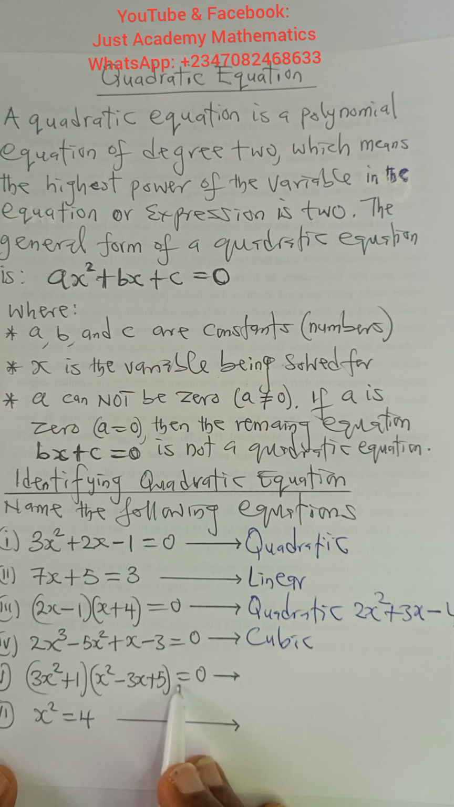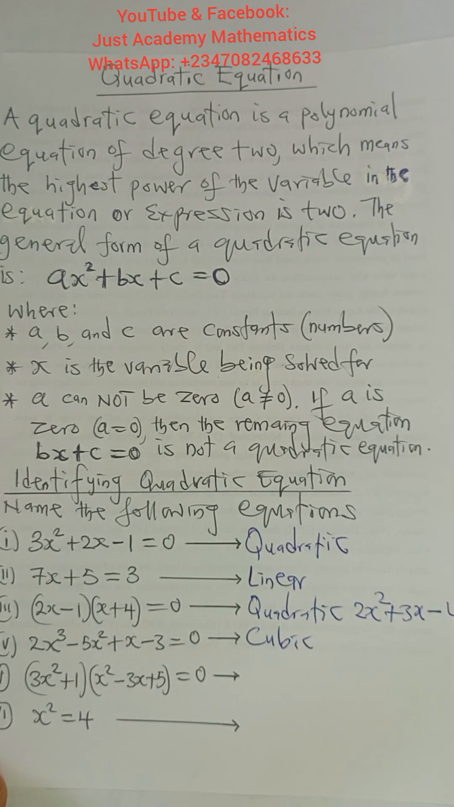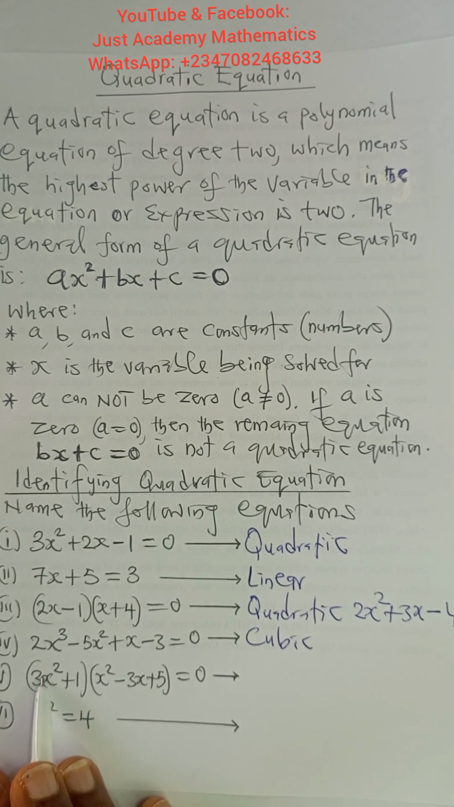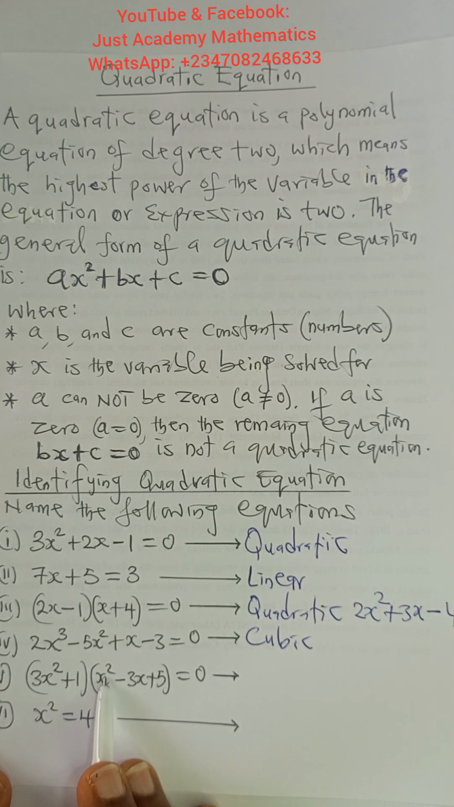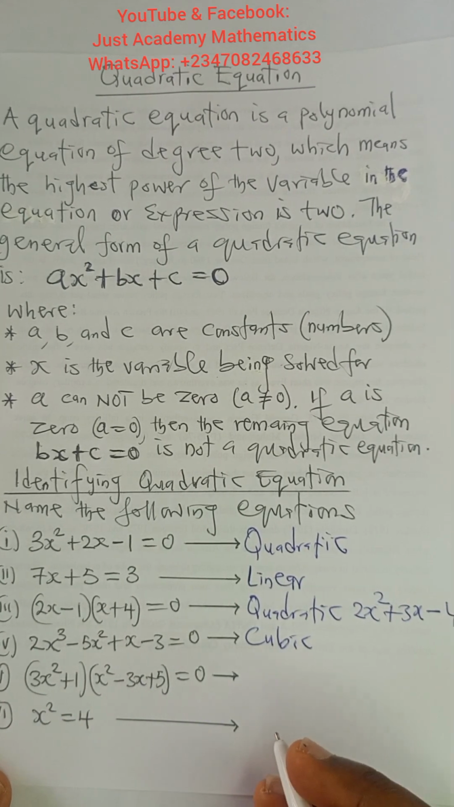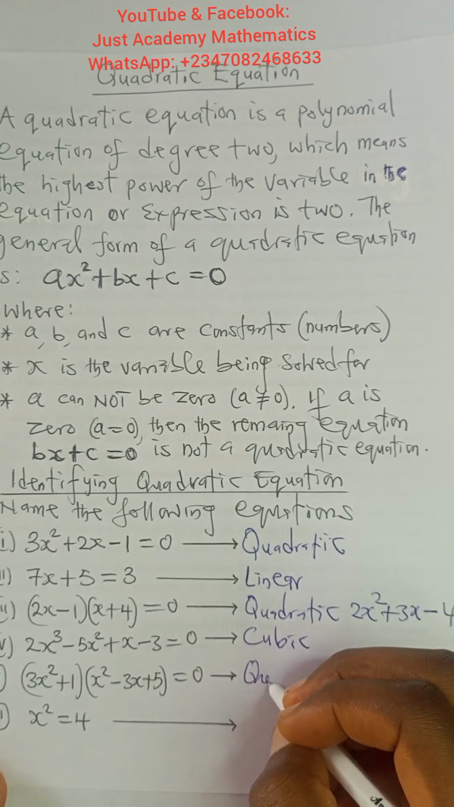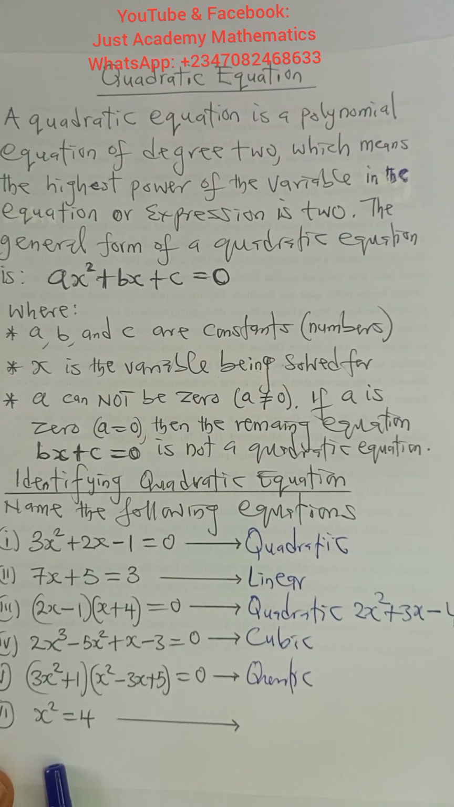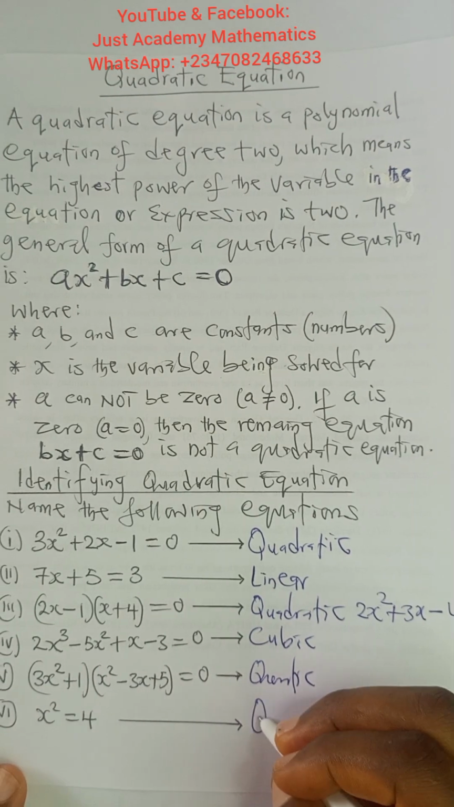Now, is this a quadratic equation? No. This cannot be a quadratic equation, because if you open this bracket, you are going to have s raised to the power of 4. So the highest power in this equation now is s raised to the power of 4, that is 4. So therefore, this is a what? A quartic equation. Is this a quadratic equation? Yes, this is a quadratic equation.